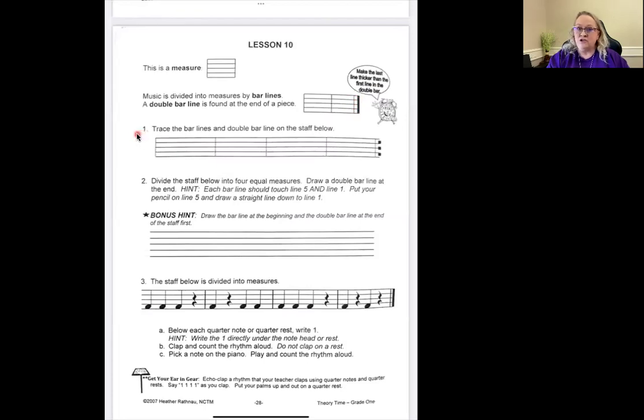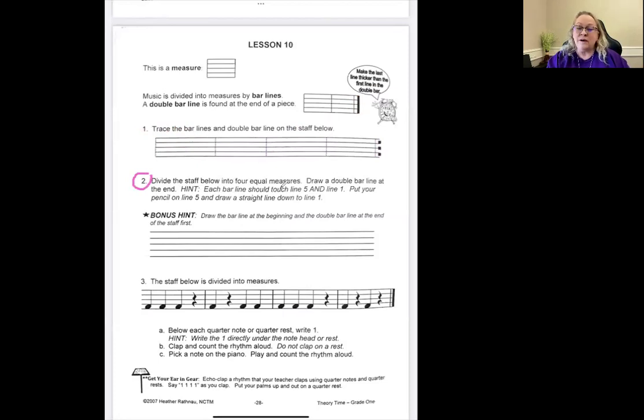So all they want you to do for number one is just simply trace these lines. You'll take a pencil, hopefully not a pen, and you'll just simply trace the bar lines. So see, I'm just tracing the bar lines. Then at the end, you'll have a thin line, and then you'll have a thick line to make your double bar line. That's super easy. It's not hard.